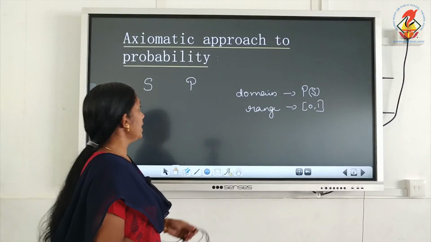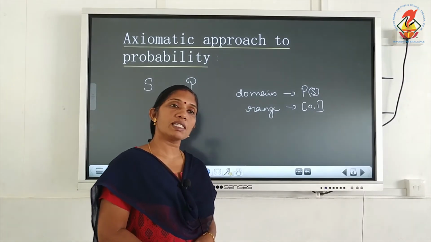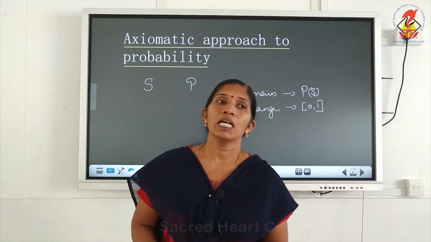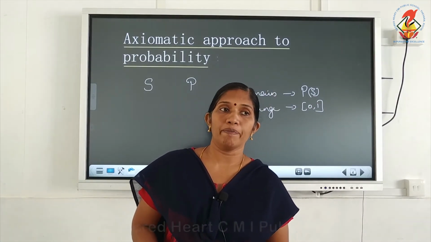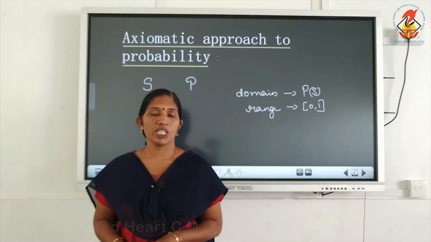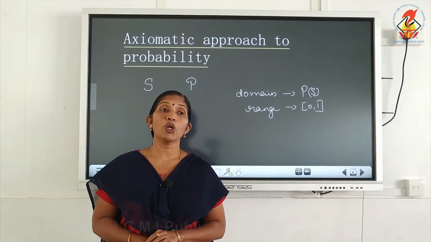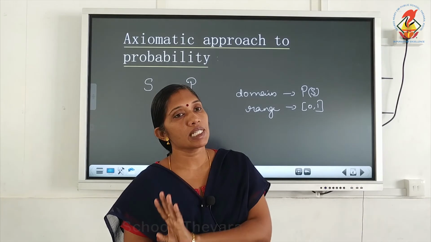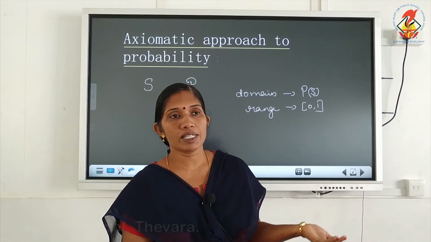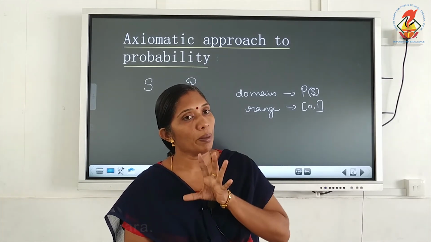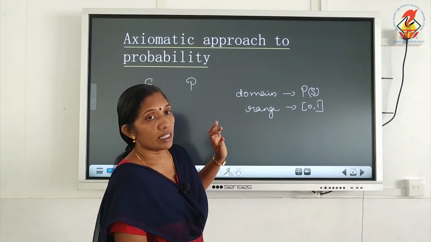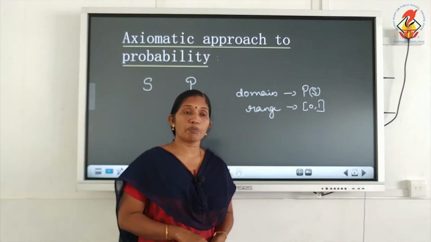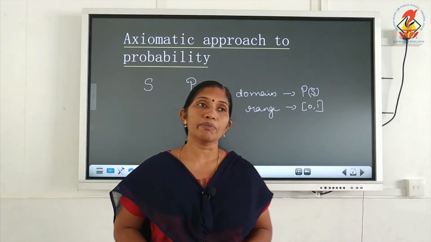Okay. So it is a function. S means it is a sample space of a random experiment. Then the probability P is a real valued function. For a function, we have domain and range. Domain means set of x values and range means set of y values. So domain is the power set of S. Power set means set of all subsets.